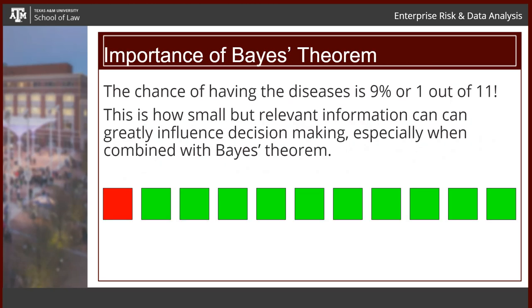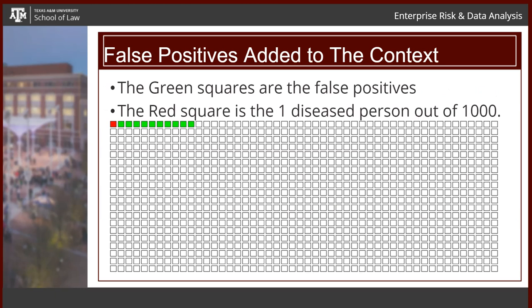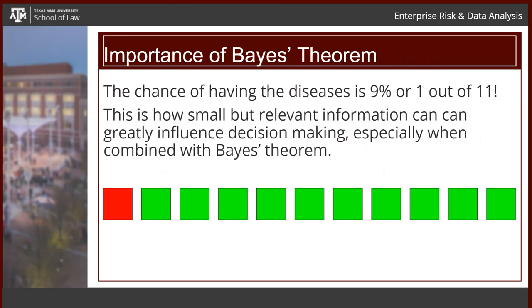So the chance of having the disease is 9% or 1 out of 11, right? That's how small, but a relevant decision can influence this. So when it says 1 out of 11, it doesn't mean 1 out of 11 people. It goes back to the fact that it's 1 out of the 11 who tested positive for it. So let's go back and make sure I explain this well. The probability of having that disease is 1 in 1,000. But the probability of having a false positive is 11 out of 1,000. So the probability of having it if you are told you have it is actually only 1 out of 11.